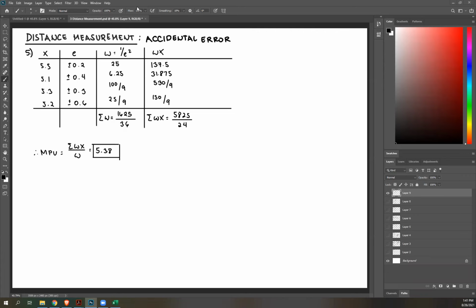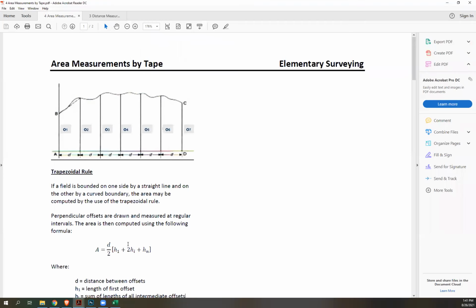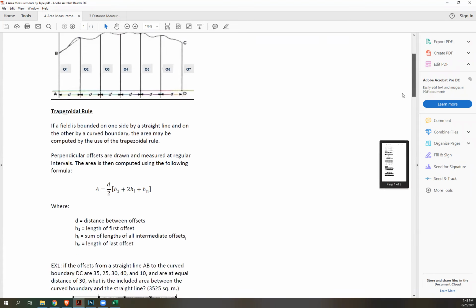Okay, great. So that's it for distance measurement. Our next topic, I believe I've already uploaded this in your Blackboard as well. It's area measurement by tape. Okay. So we're done computing distance. The next step is your area.